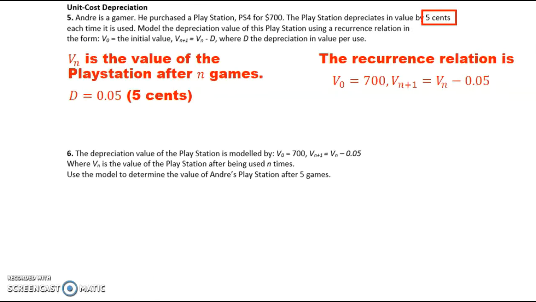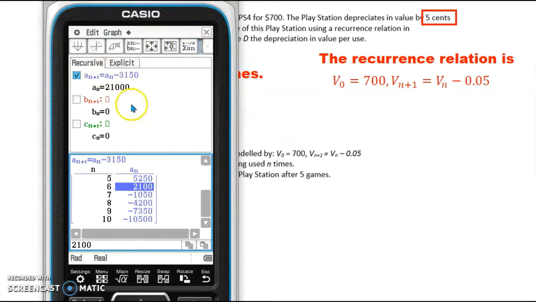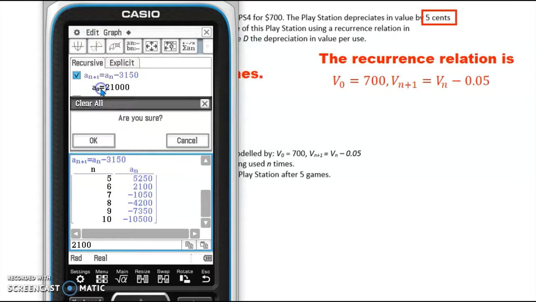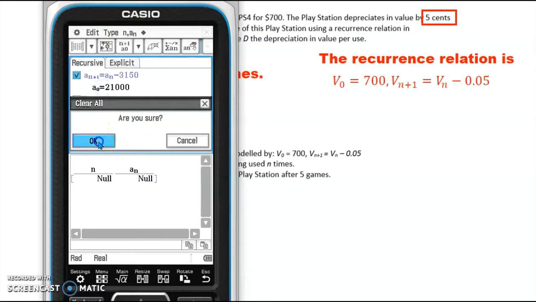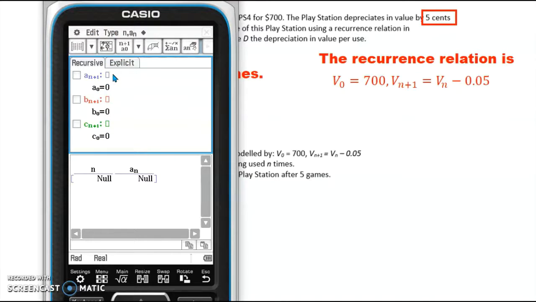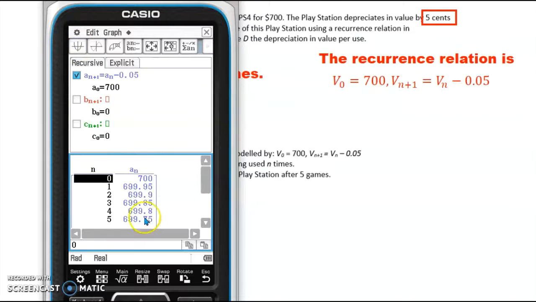Now what I might do now is go to the ClassPad, edit what I did before. Okay, clear all. And now I'm going to put in the new recurrence relation and actually model it using my ClassPad. Okay, you can do this manually if you like. So a_n subtract 0.05. Okay, initial value is $700. And we're going to do a table. And in this case, we've got 0 to 5.